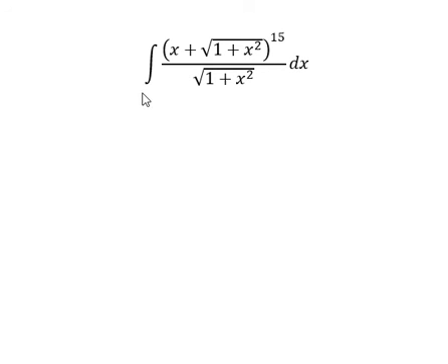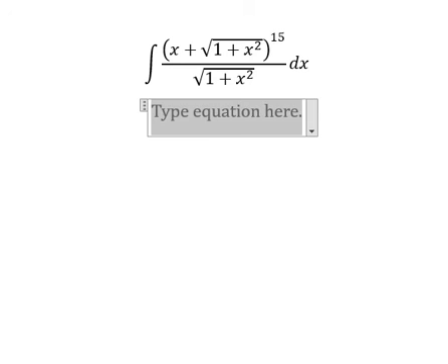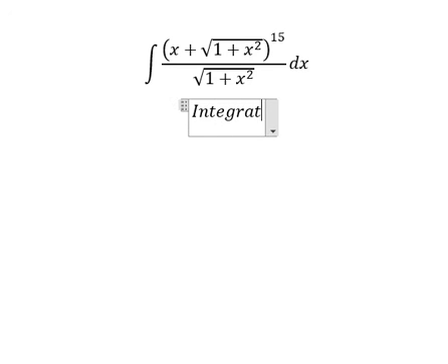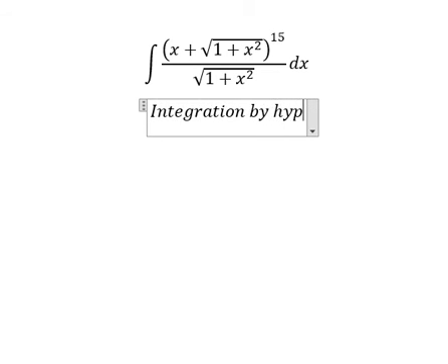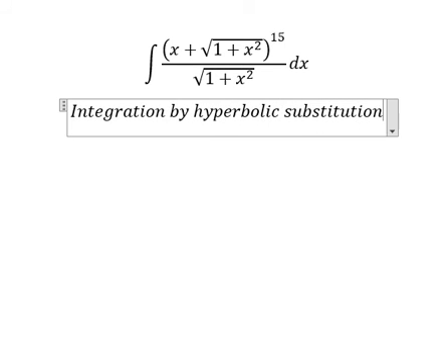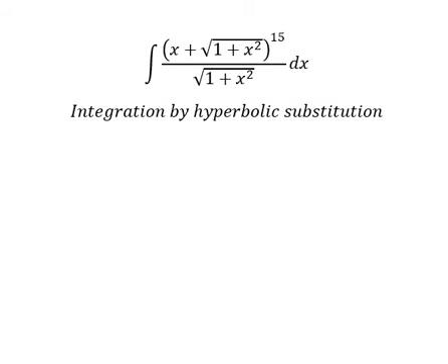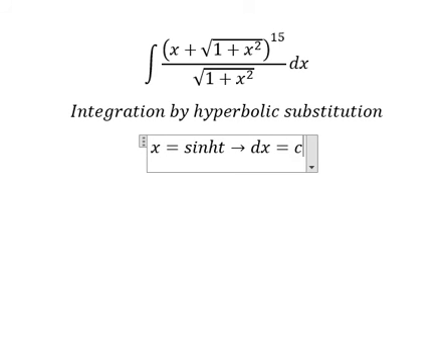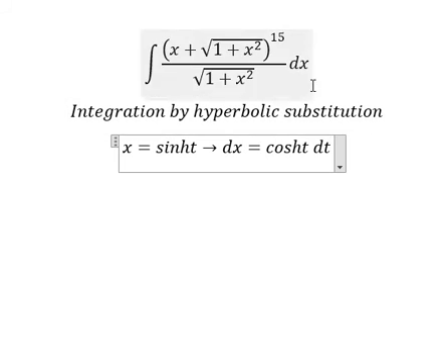So today I will show you how to find this one. So we need to use integration by hyperbolic substitution. So in this one I will put x equals sin t. Later, I will first take the derivative of both sides, and we have cos t dt.